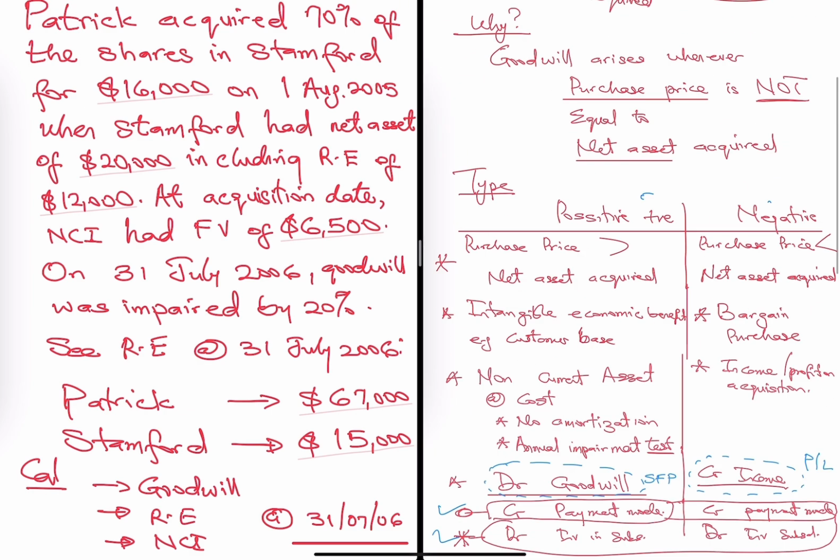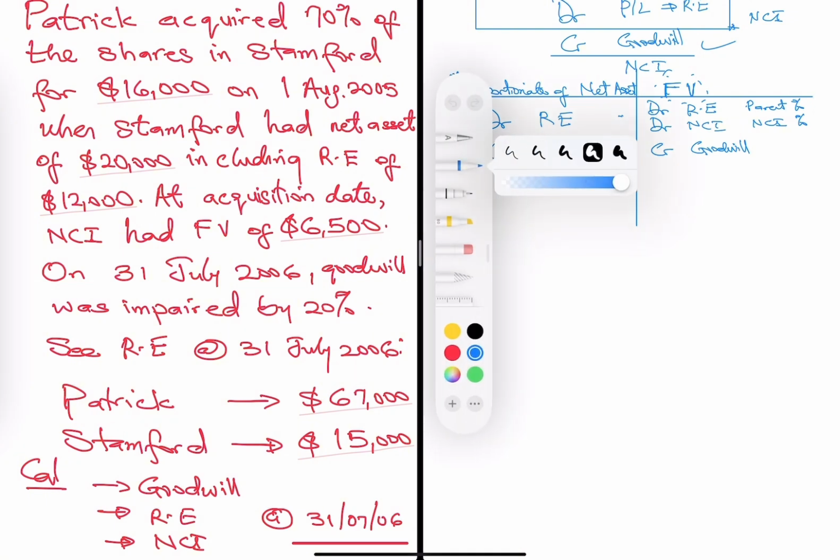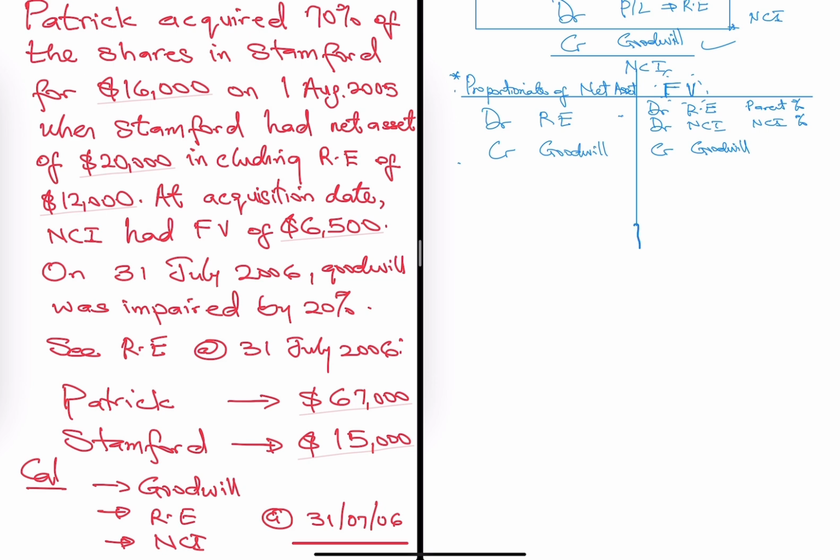Yeah, I think this is where we're coming from. Let's look at this. I'm going to still work it down like this so that we follow it in those two perspectives. Look at this question. Patrick acquired 70% of the shares in Stanford for $16,000 on 1st of August 2005, when Stanford had net asset of $20,000, including retained earnings of $12,000. At acquisition date, NCI had fair value of $6,500. So they give us the fair value of NCI at acquisition date.